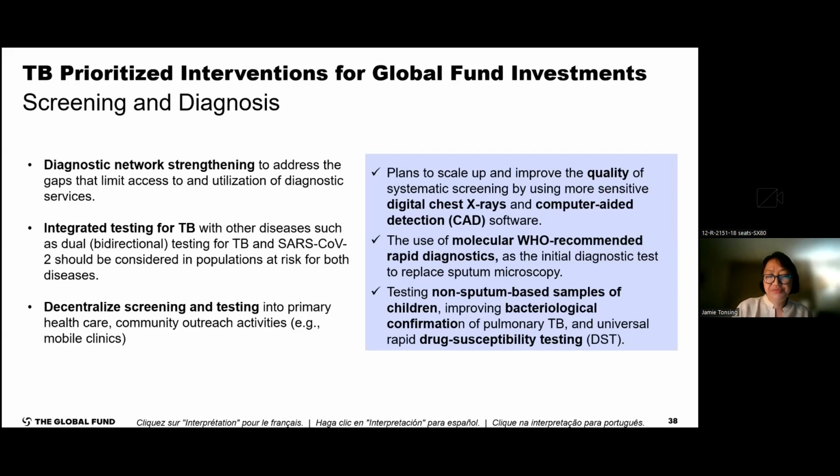Also related to diagnosis, we want to see use of other samples like sputum, especially for children. We want more use of bacteriological confirmation rather than clinical diagnosis. And we want to see scale-up of drug susceptibility testing to inform the right treatment for TB. Next.